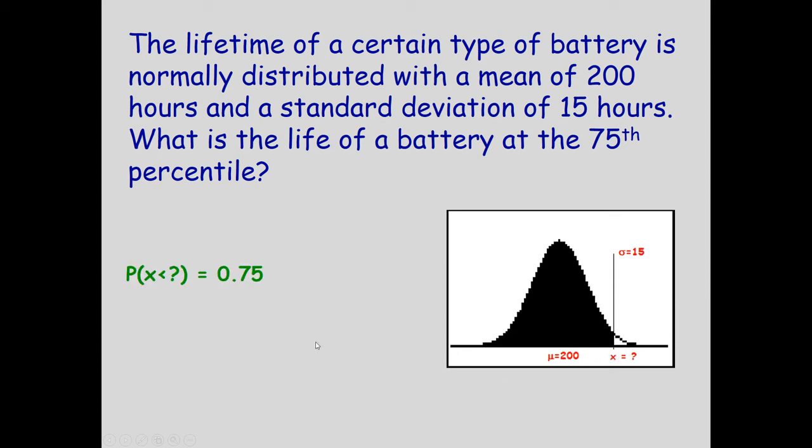So what we're going to do is use inverse norm. We want to find some X value such that we get 75% to the left. So we're going to use the inverse norm of 0.75, that's the area, and still centered at 200, that's the average, with a standard deviation of 15. So inverse norm is always the area to the left. In this case, it's 210.117 hours. That's the X value here. They told us the percentage, we just plugged it into inverse norm, they gave us the mean and standard deviation, and it just spit out the X value.